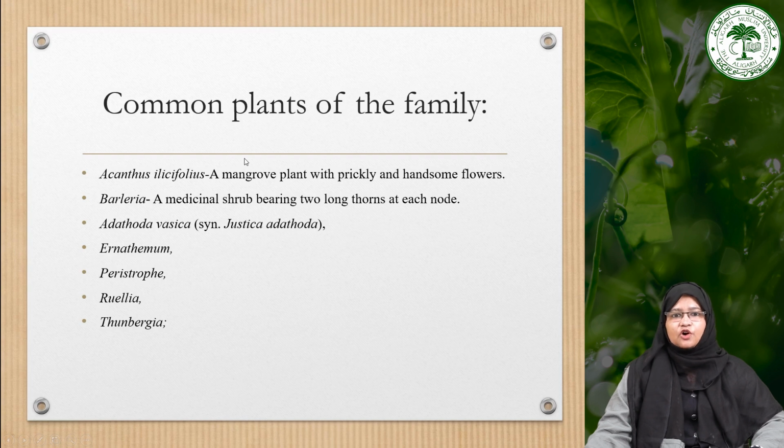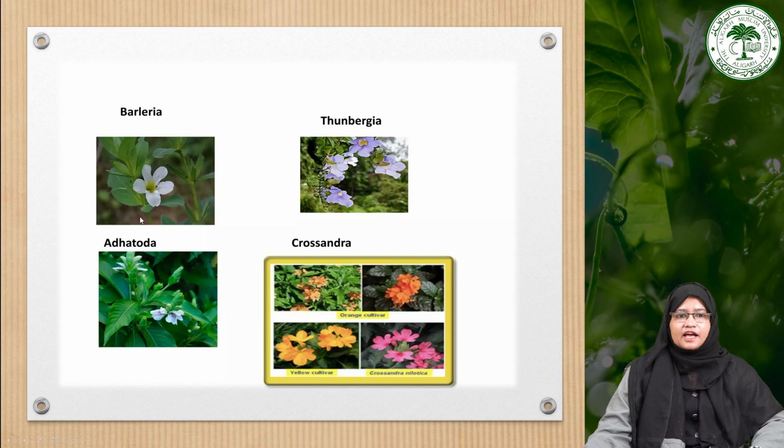And this slide shows the common plants of the family Acanthaceae, like Acanthus ilicifolius, which is a mangrove plant with prickly and handsome flowers. Then Barleria, which is a medicinal herb bearing 2 long thorns at each node. Then Adhatoda vasica, which is also called Justicia adhatoda. Then Andrographis species, Peristrophe, Ruellia, Thunbergia. These are some common plants of this particular family. As we can see here, this is the image of Barleria, Thunbergia, Adhatoda, Crossandra. So these are some common plants which occur in this particular family Acanthaceae.